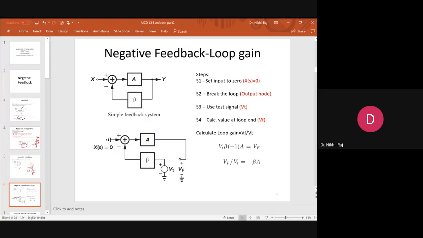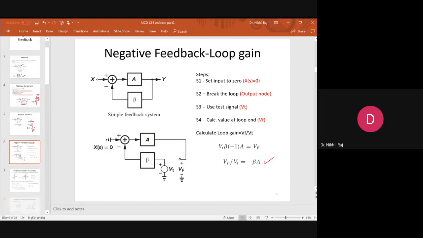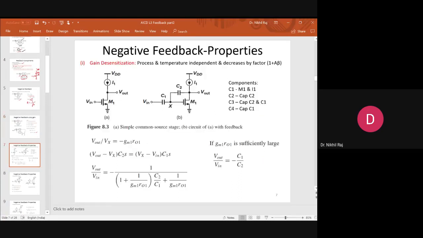At the output section from the Y node, if we break the loop and then attach a test voltage Vt to the feedback network, then around the open loop you calculate the effective voltage Vf generated due to the test voltage. The ratio of Vf by Vt will give you the loop gain estimation. Once we know the loop gain, since A we already know because it is a simple amplifier, we can estimate the beta ratio. That is the way to calculate the loop gain.